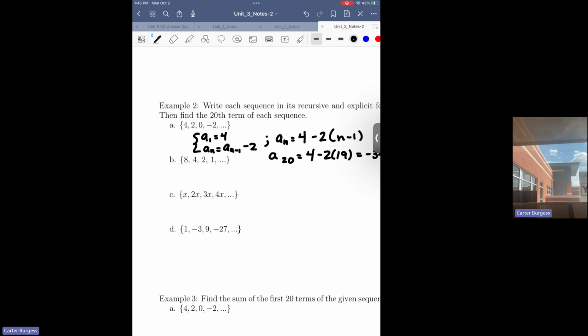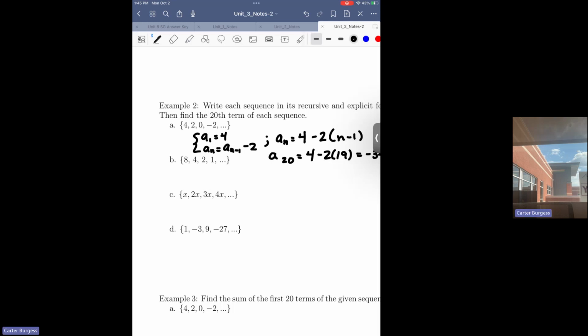Okay. Should we do that for all? Basically, right? Yes. Basically. Okay. What am I doing to a sub 1 over and over and over? Okay, so I'm dividing by 2 or multiplying by 1/2. Are we saying that we're taking 8 and multiplying it by 1/2 over and over and over again?